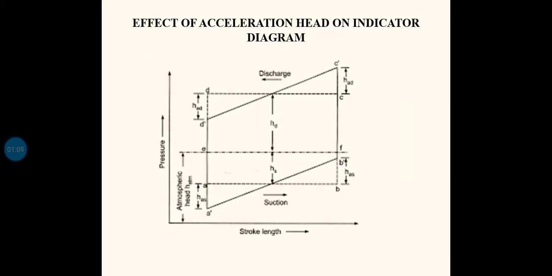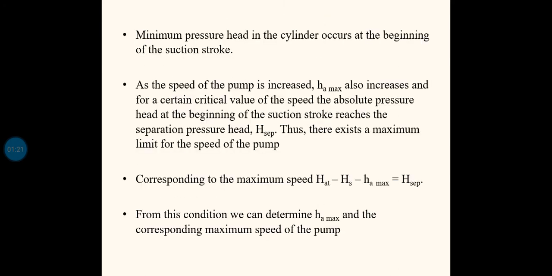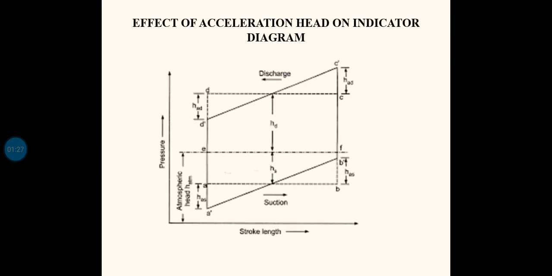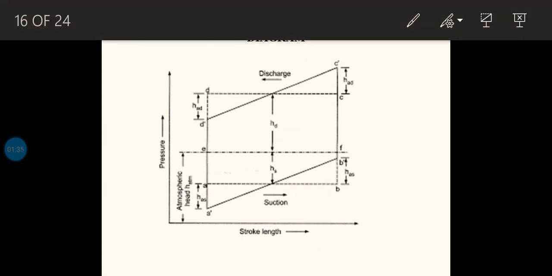Now we will move on to the next topic, that is the effect of acceleration head on the indicator diagram. Now you have to see how this acceleration is affecting the indicator diagram. So this is the indicator diagram. That rectangular one was the ideal indicator diagram that we have already discussed in the first part itself. Now how the indicator diagram changes with respect to this acceleration head is what we want to discuss.